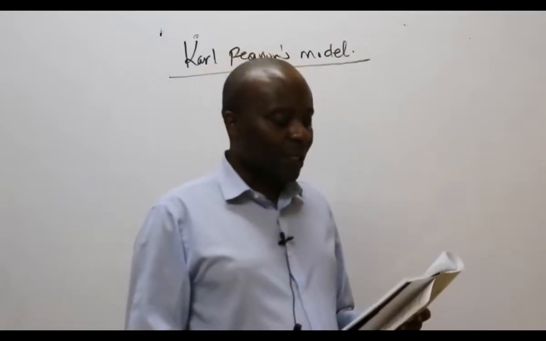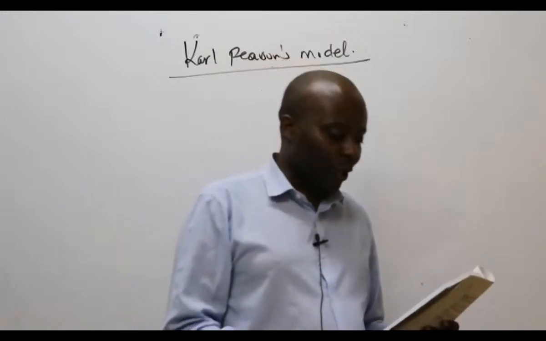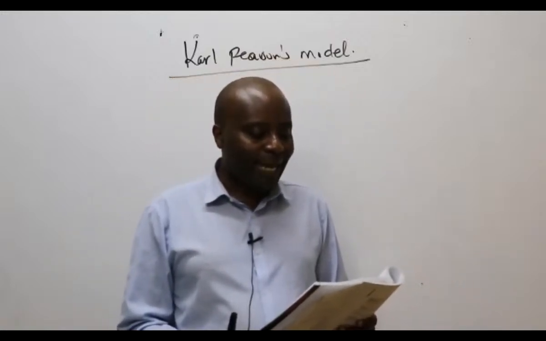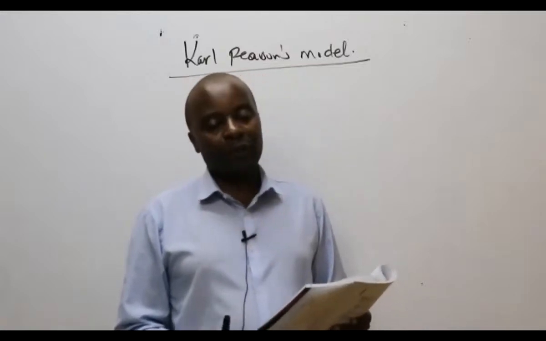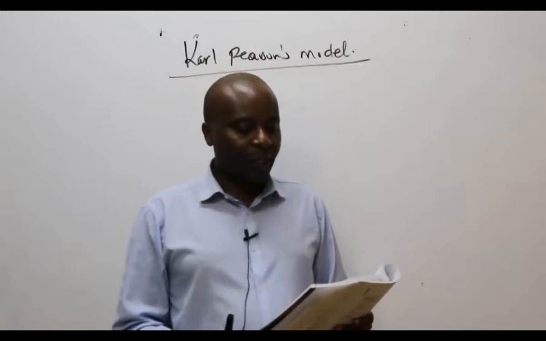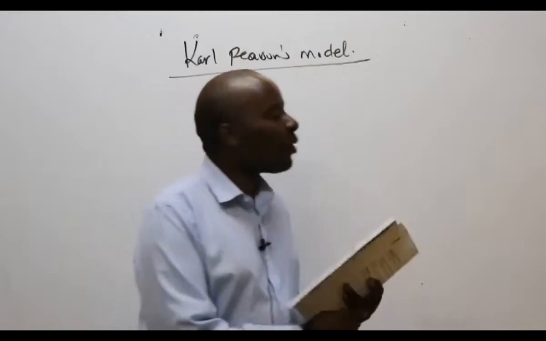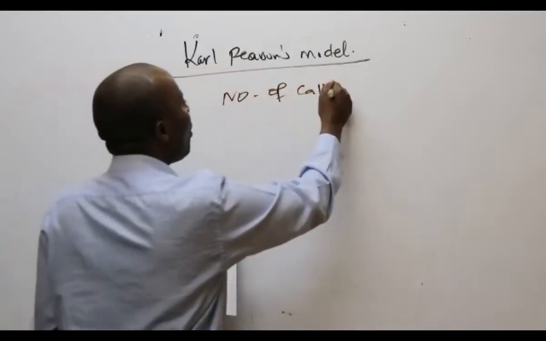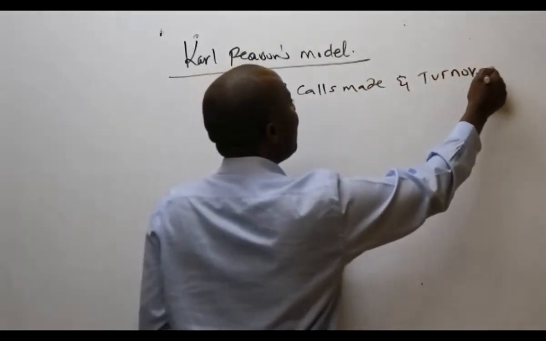It says HealthWise Limited is a health insurance provider that has been in operation for the last 2 years. The cost accountant of the company is concerned with the high cost incurred by the agents of the company in making calls to prospective customers. The data below relates to the number of calls made by the agents and the turnover of the company. So number of calls made, and turnover of the company.